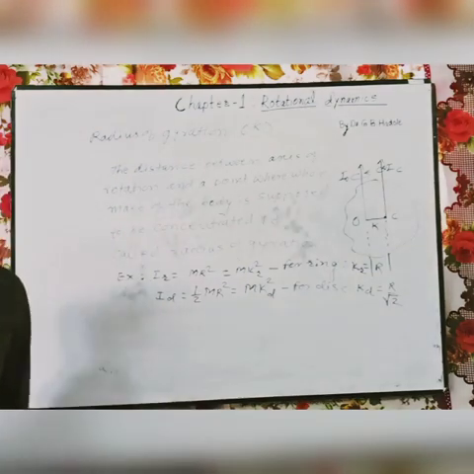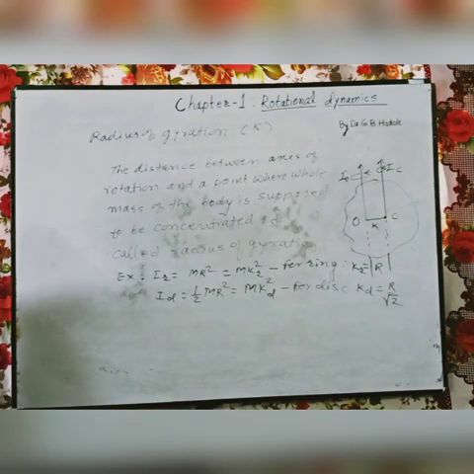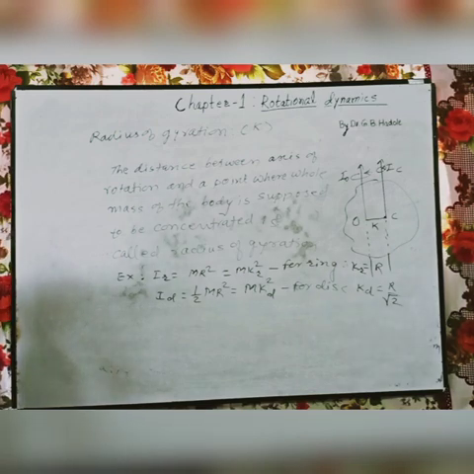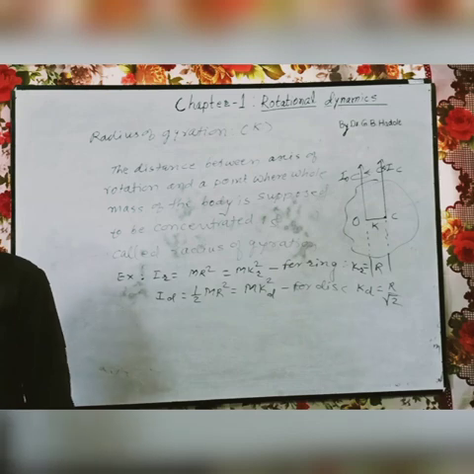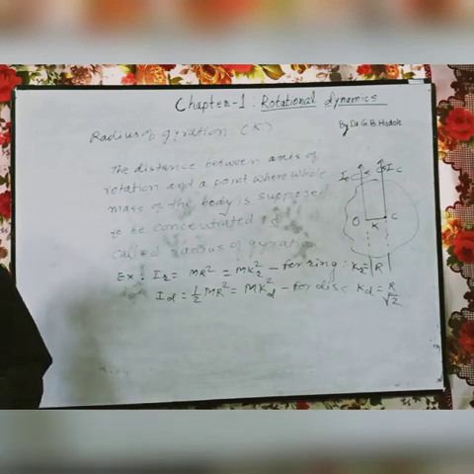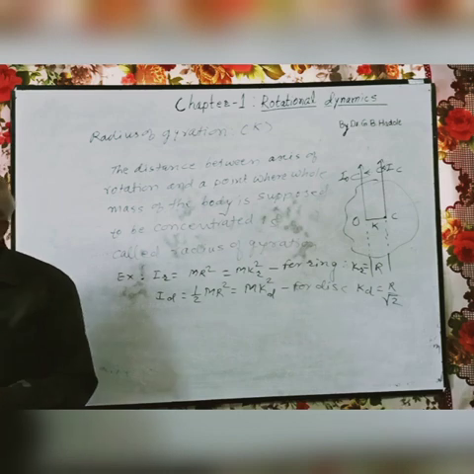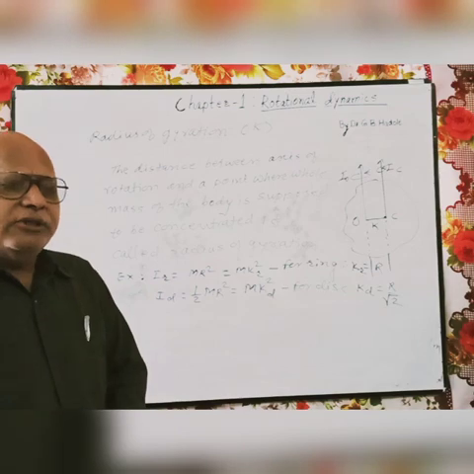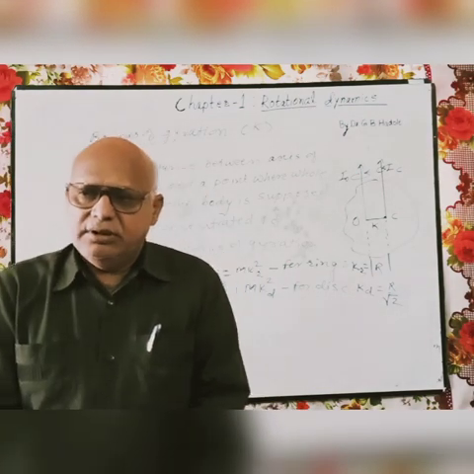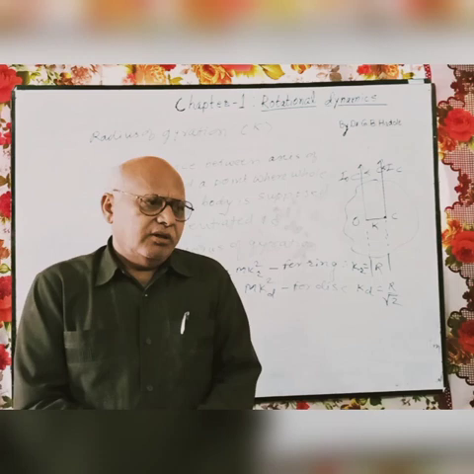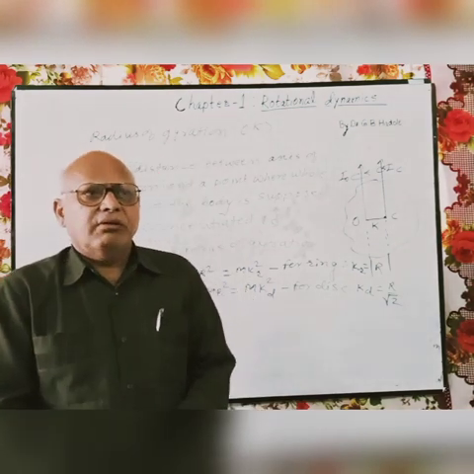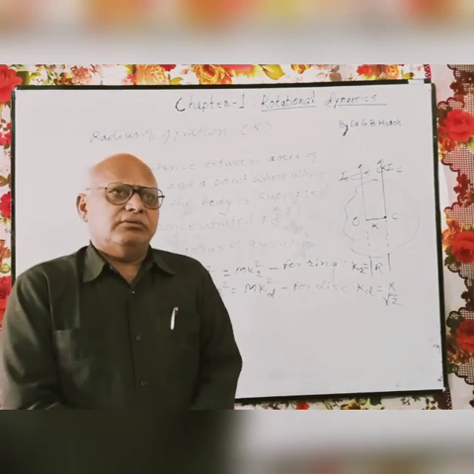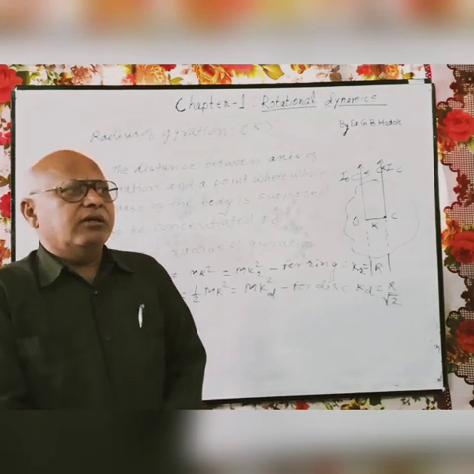This way we can obtain the expression for radius of gyration. Mind well, the moment of inertia of any body depends upon the distribution of the mass. Again, the mass of the body, shape of the body, axis of rotation. Again, the material of the body.